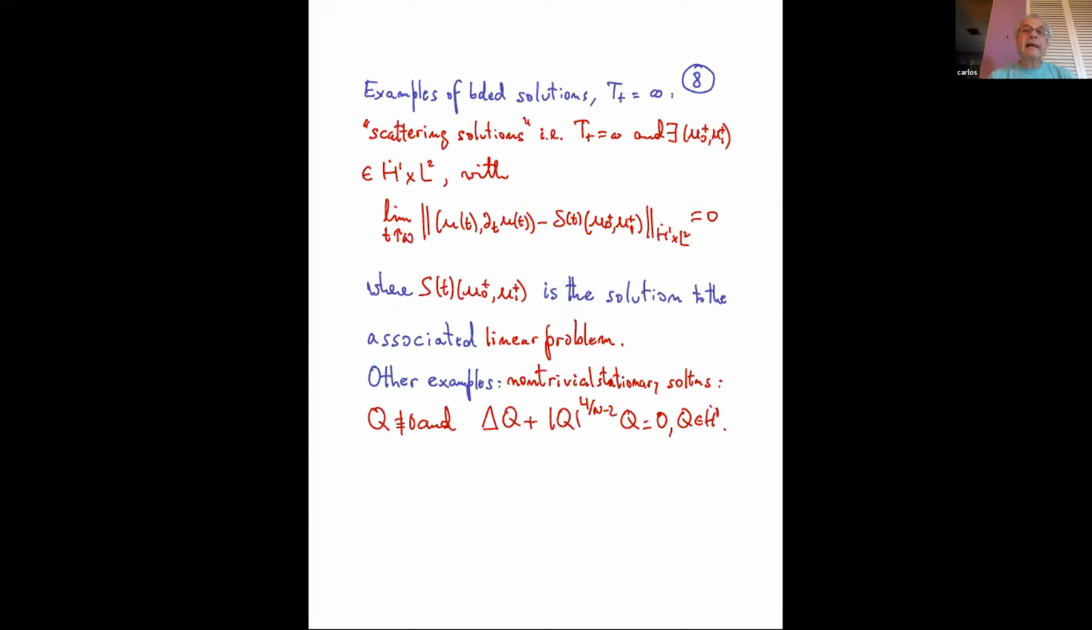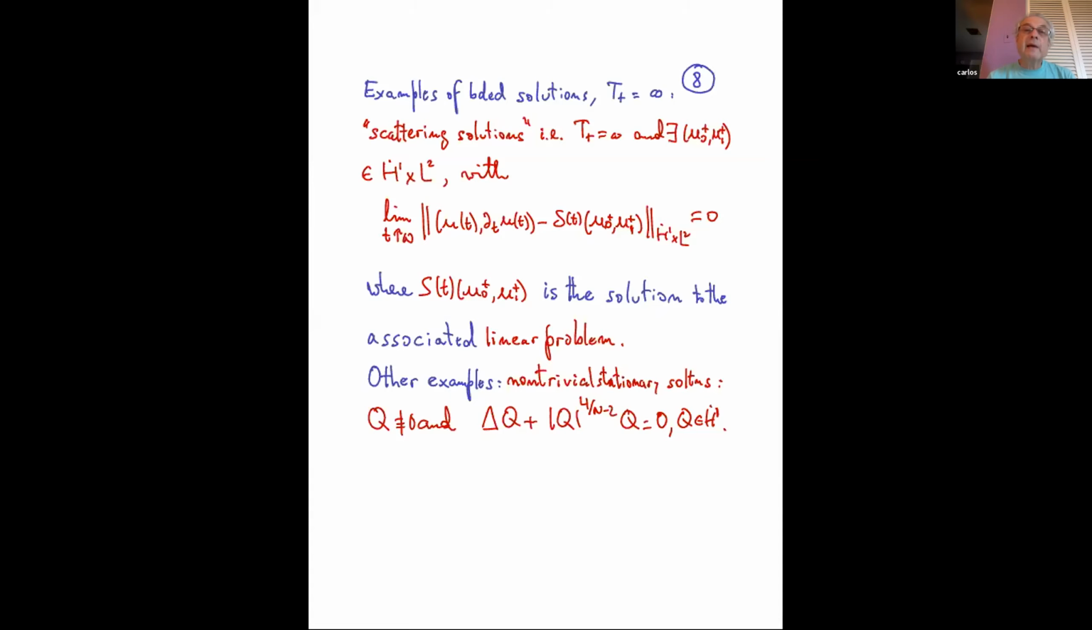Let me give you some examples of bounded solutions that exist for infinite times. The first example is the scattering solutions. That is solutions which have infinite final time, and such that there is a pair u0 plus, u1 plus, such that when you subtract from your solution the solution to the associated linear equation, and you measure that in the H1 cross L2 norm, as t goes to infinity, this goes to 0. And that means that the nonlinear solution approaches at infinity a linear solution, so it has linear behavior.